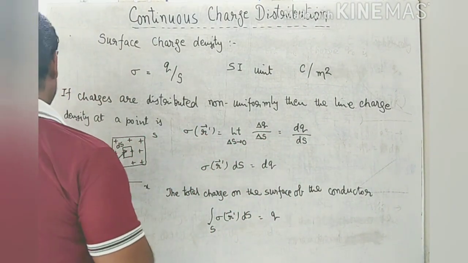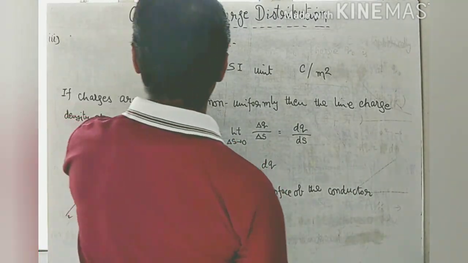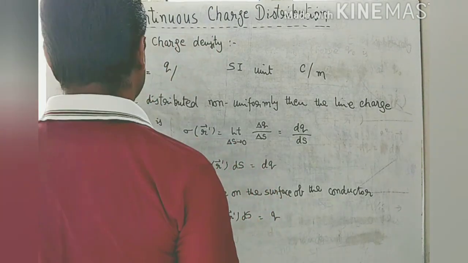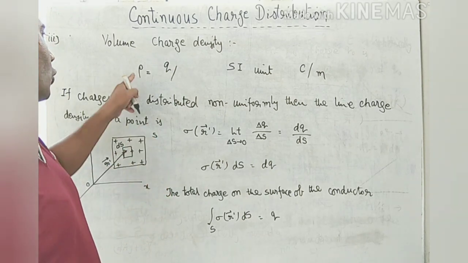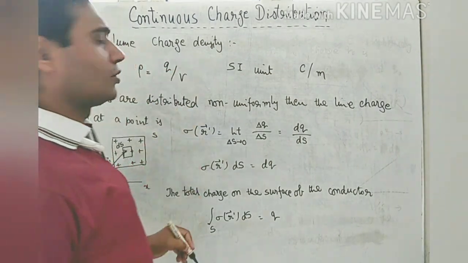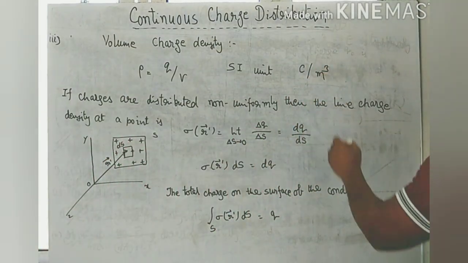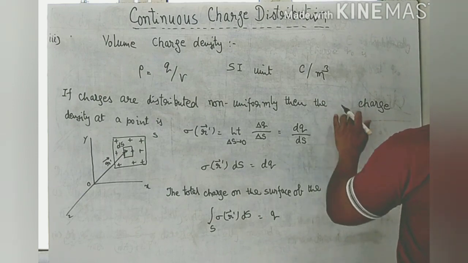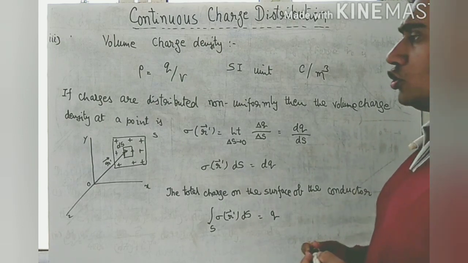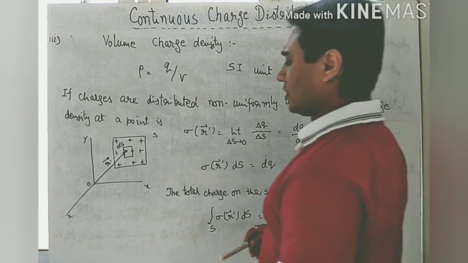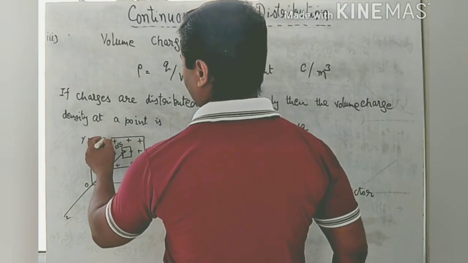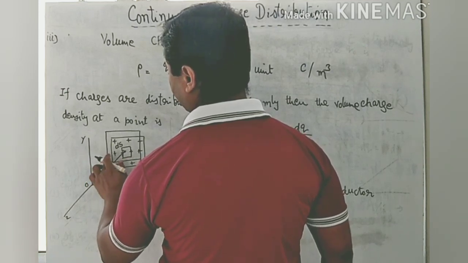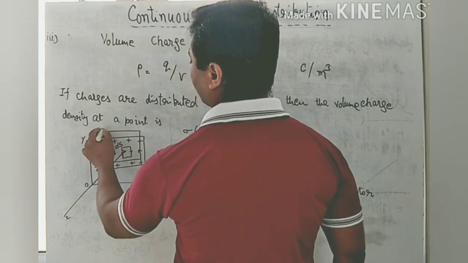So the third could be volume charge density. So volume charge density is symbolically represented as rho. So volume charge density rho equals charge per unit volume of the body. Now the SI unit is coulomb per cubic meter. Now say if charges are distributed non-uniformly, then the volume charge density at a point is, for that let me first draw the volume of the body, and for that let me first draw a diagram. So this is the volume now.